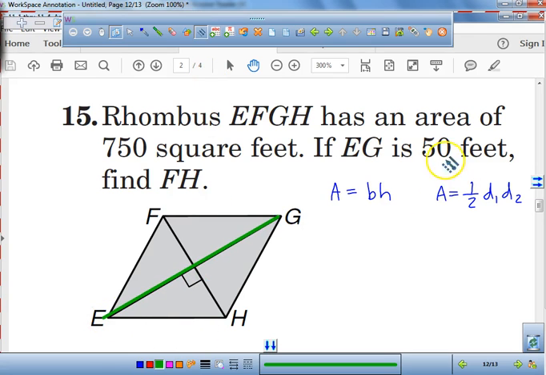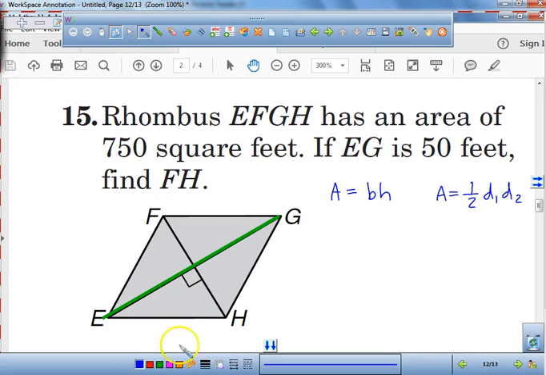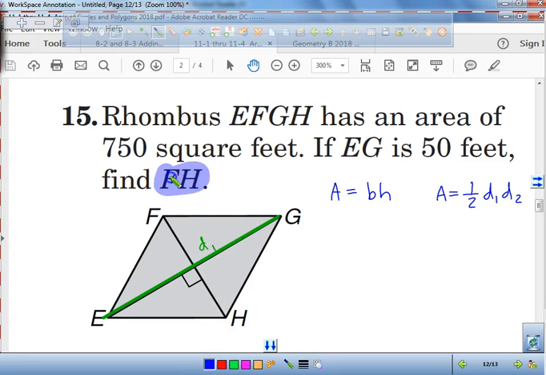Alright? Now, which one do you think we're going to use on this one if they told us that EG is 50 feet? I heard somebody. What does EG represent? That represents diagonal. So you know what? I'm just going to call that guy diagonal 1. And then it says find FH. I'm going to change colors here. FH.